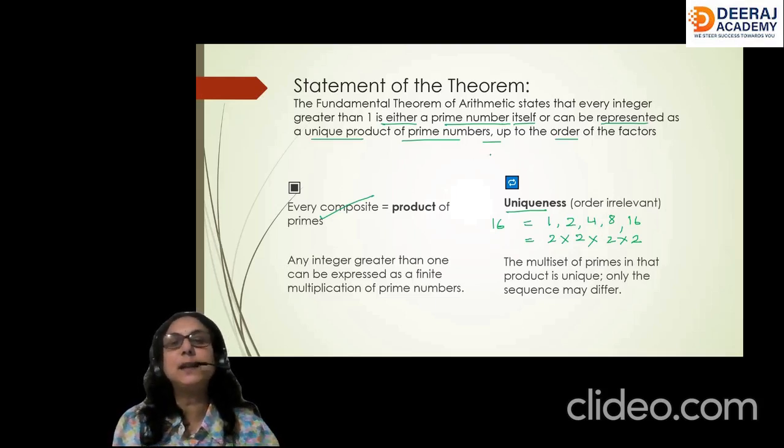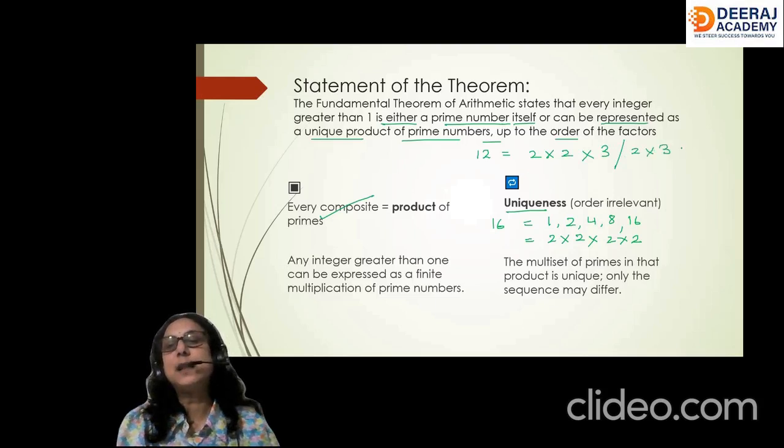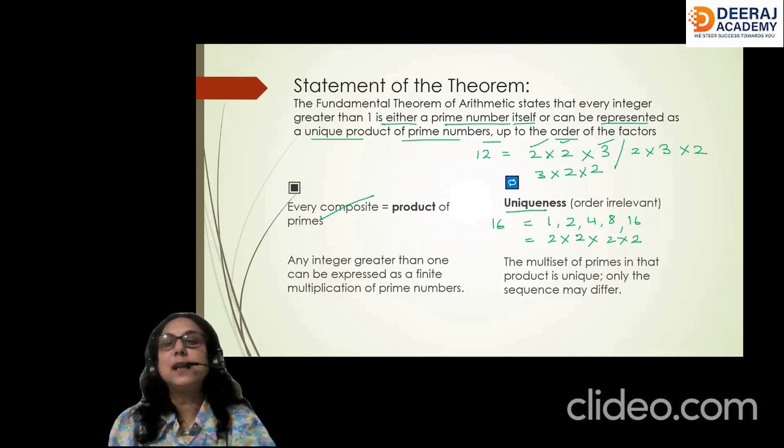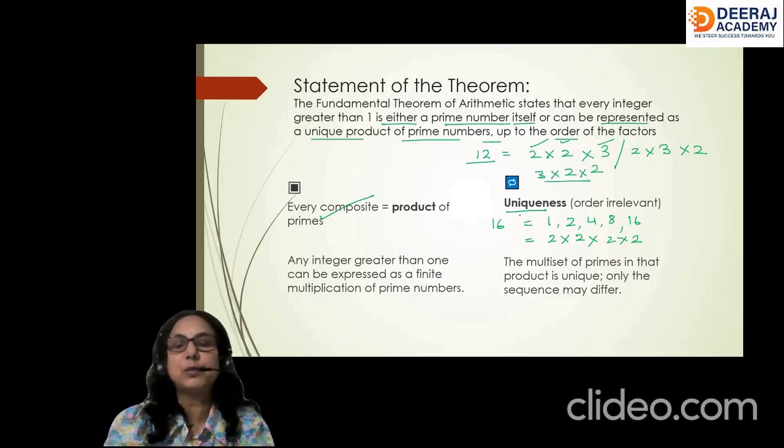Suppose I take the example 12. I can write it as 2 times 2 times 3, or as 2 times 3 times 2, or as 3 times 2 times 2. But the actual prime numbers are the same in all the cases. So this is the uniqueness, and they are unique to the number. You can see that for 12 these are the numbers, and for 16 there are four 2s.